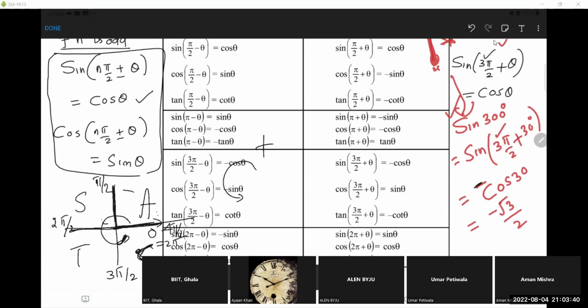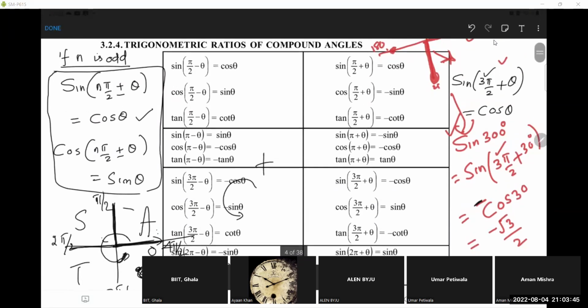So the result number 1 you can memorize, that is why I put this general value. If you memorize this general value, you can apply it for every result. No need to learn separately sin pi by 2 minus theta, pi by 2 plus theta, no need. Only memorize this: sin of n pi by 2 plus or minus theta will be its complementary, cos theta, if n is an odd number. If n is odd, then only you can do that. If n is even, the result is different. If n is odd, sine will give a cos, cos will give a sine.